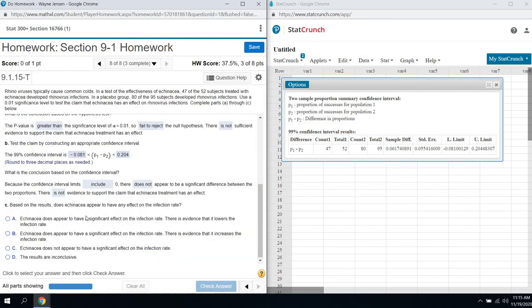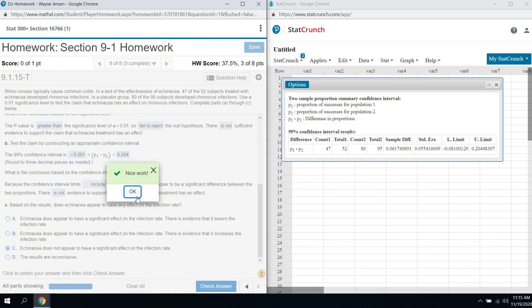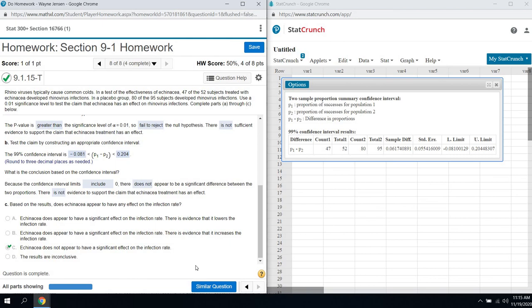And so based on the results, does echinacea appear to have any effect? And what we said is that it does not appear. I'm not quite sure why they're doing that because it does seem redundant from what we do in part B of that second part, but they do. So all the questions are the same. Have fun with it. Use the StatCrunch, and we'll get this video posted.